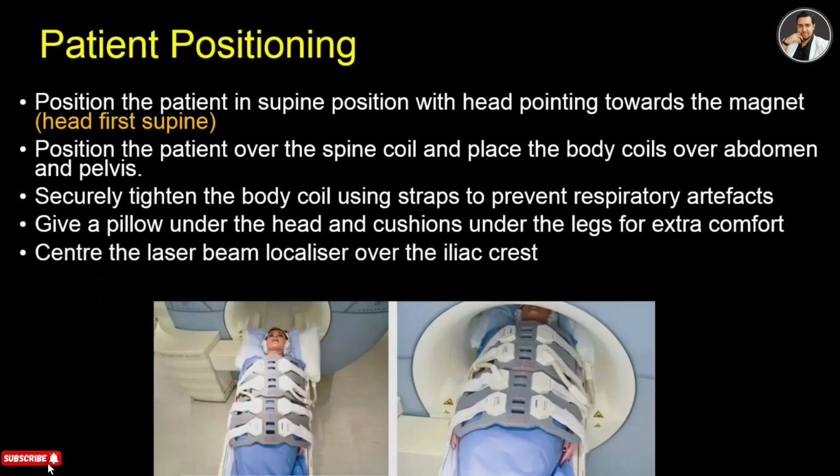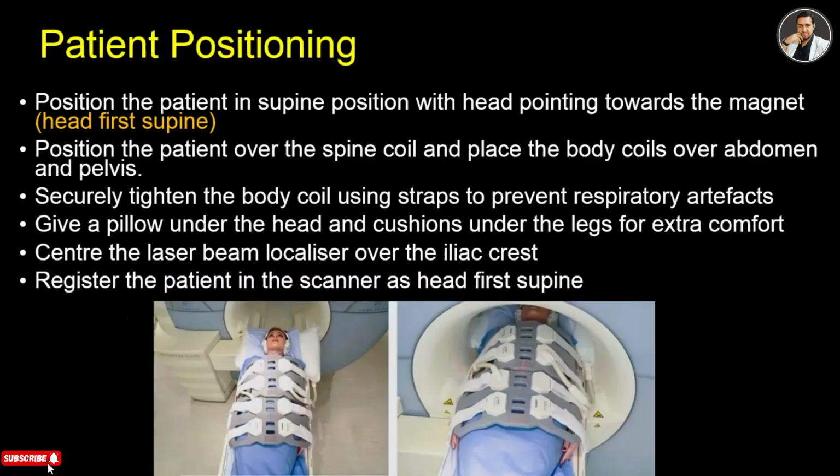And now center the laser beam localizer over the iliac crest. So over the iliac crest is the mid abdomen region, and register the patient in the scanner as head first supine.